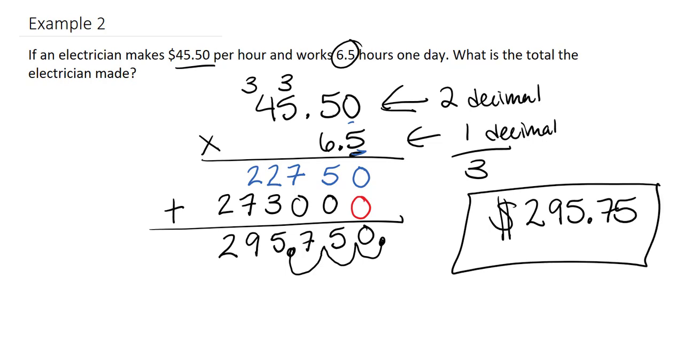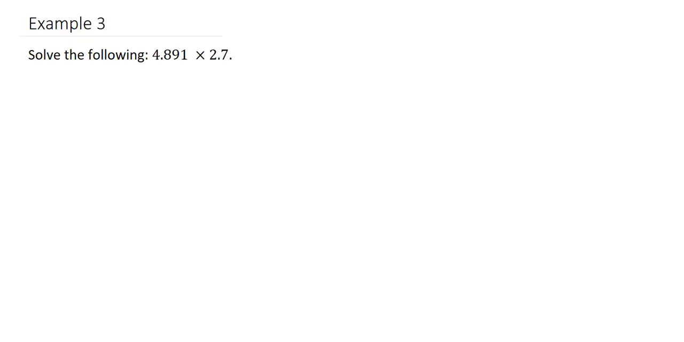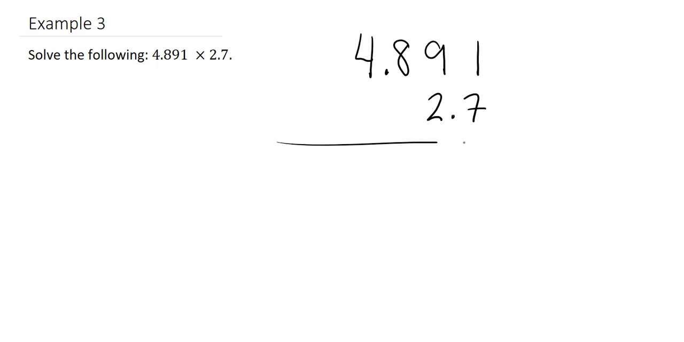Now let's do another example. Example 3. Solve the following. We have 4.891 times 2.7. So we're going to go ahead and multiply. We didn't care about place value and lining things up. And we don't care about the decimals, so we're just going to start with the 7. And we're going to multiply every number on the top, starting on the far right and working to the left.